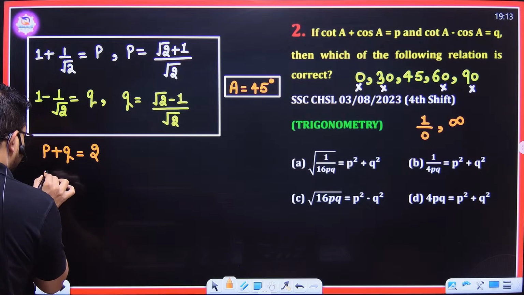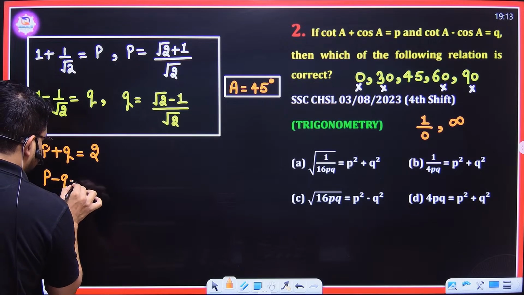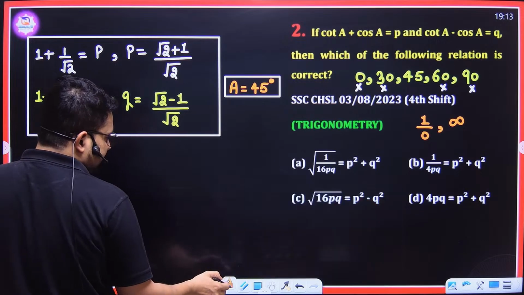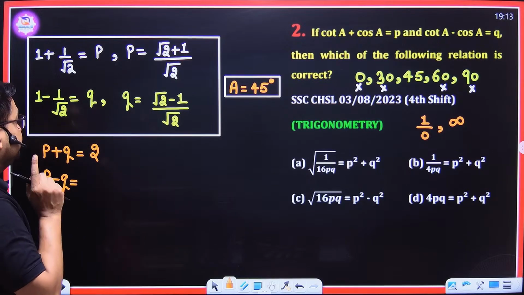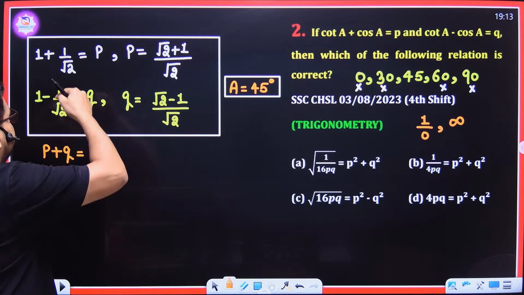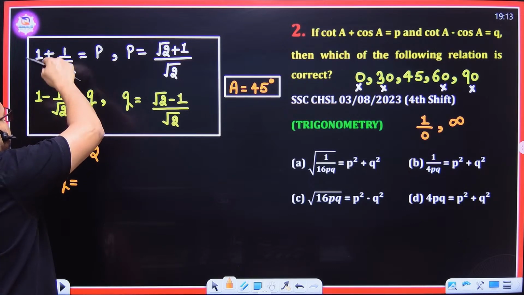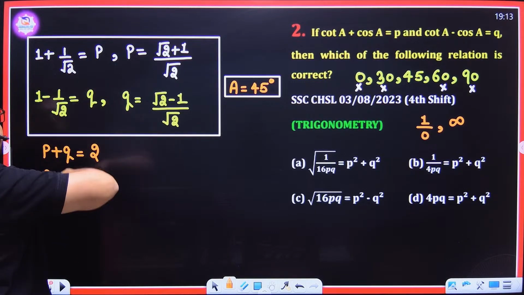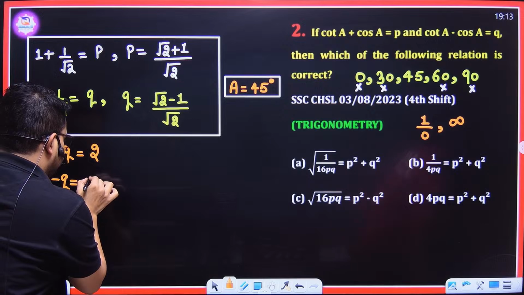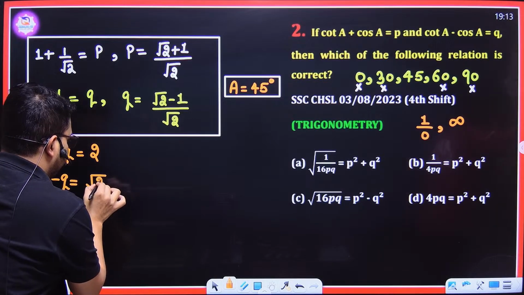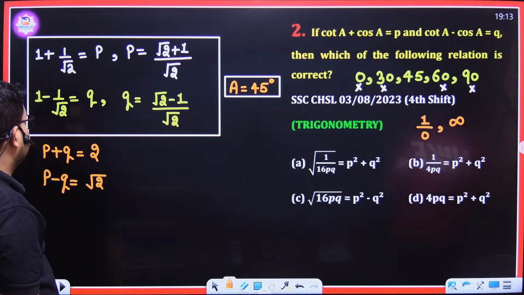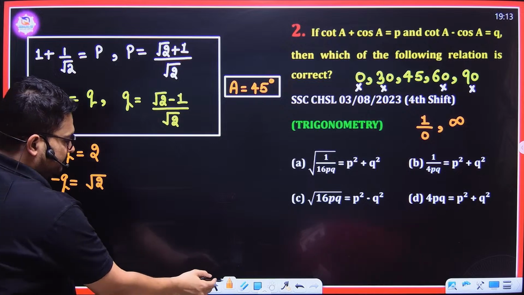Then I will calculate P minus Q, because each one of the options can be simplified by this method. P minus Q means I have to subtract this one from this one. 1 and 1 will be cancelled out. These will be added. 1 by root 2 plus 1 by root 2 is root 2. So P minus Q is root 2.